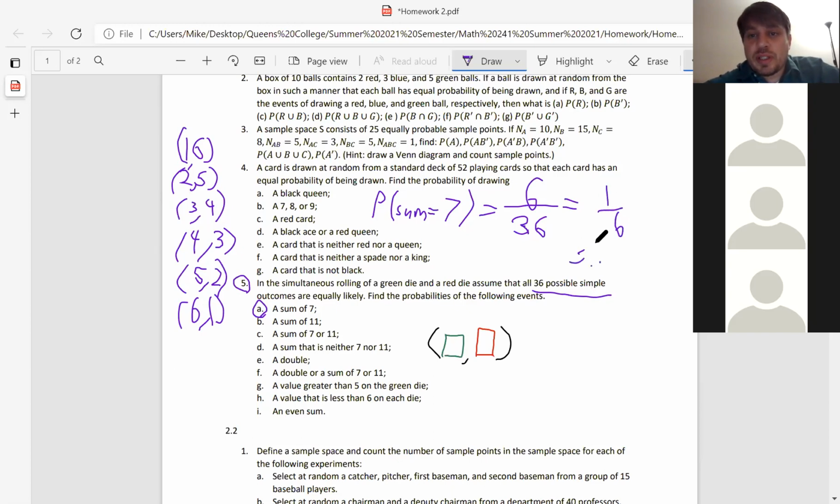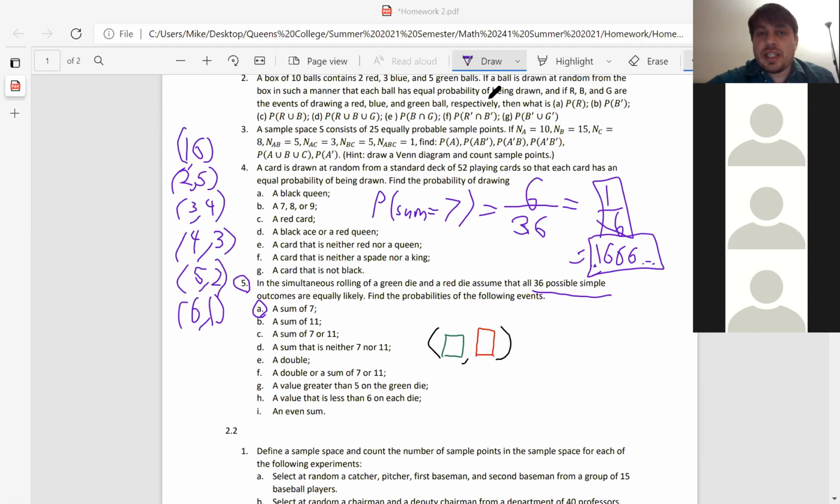As a decimal, that's 0.1666, and so forth. As a fraction, it's 1/6. Does that make sense? So the probability of a sum of 7 is the number of rolls of 2 dice where the sum is 7. That's just counting. You can count the number of simple outcomes where the sum is 7, and there are a total of 6 of them: 1, 2, 3, 4, 5, 6, and then a total of 36 rolls. 6 over 36. Okay, does that make sense? So that's 5A.